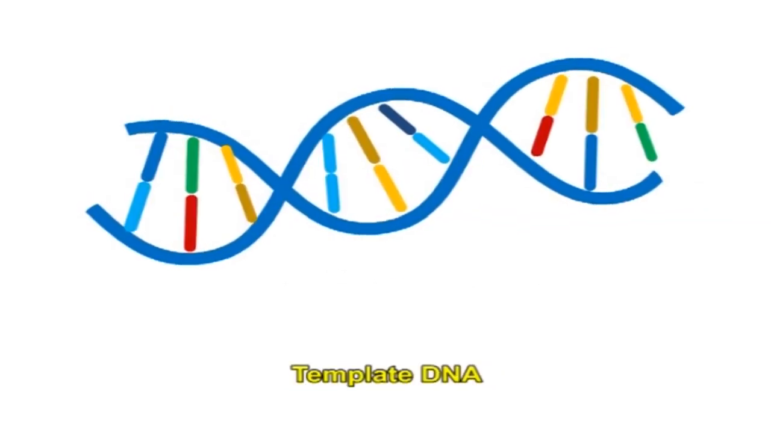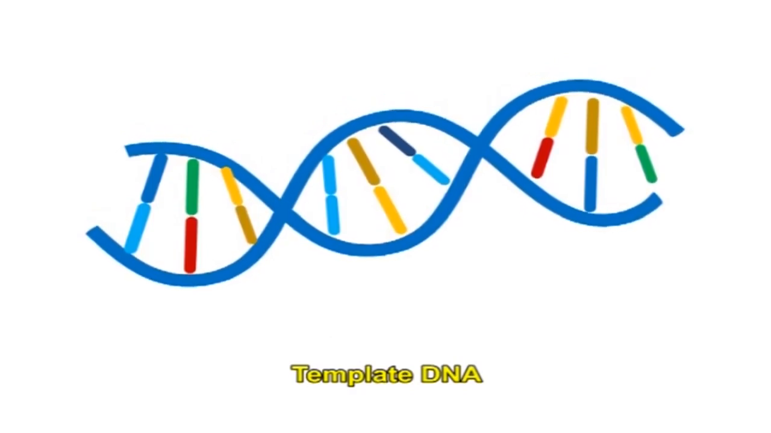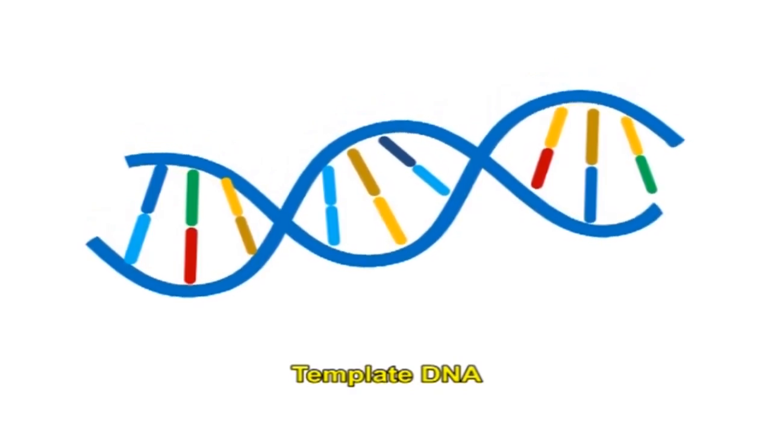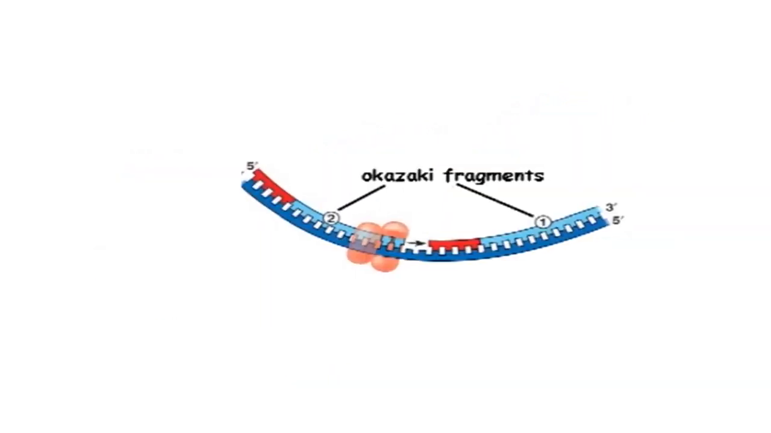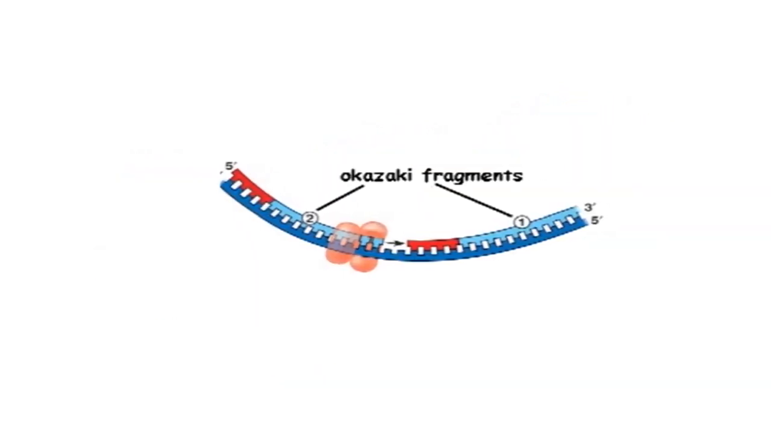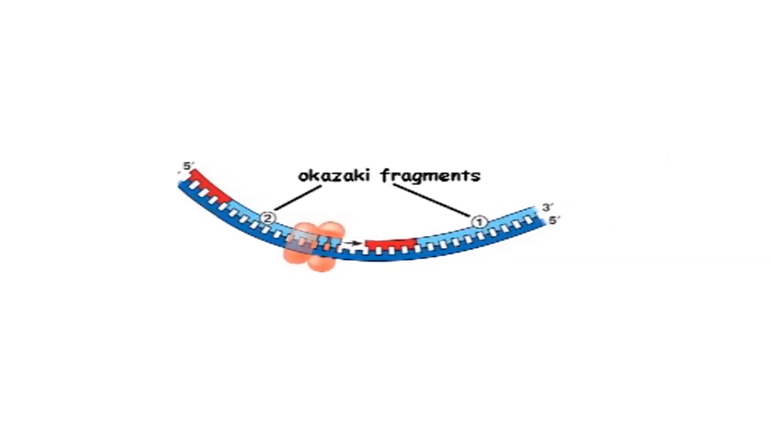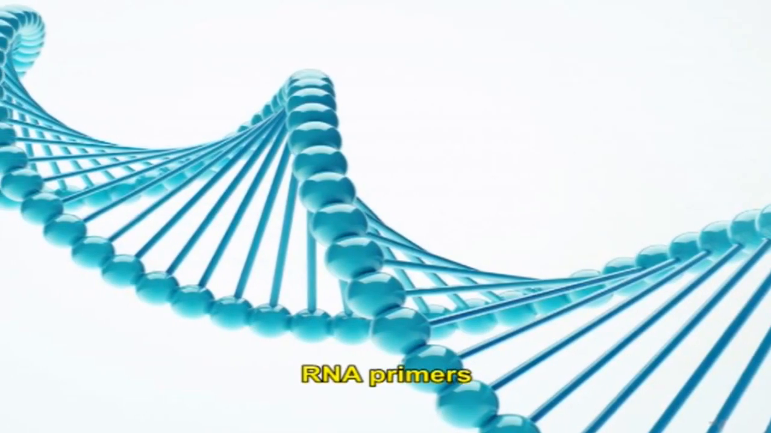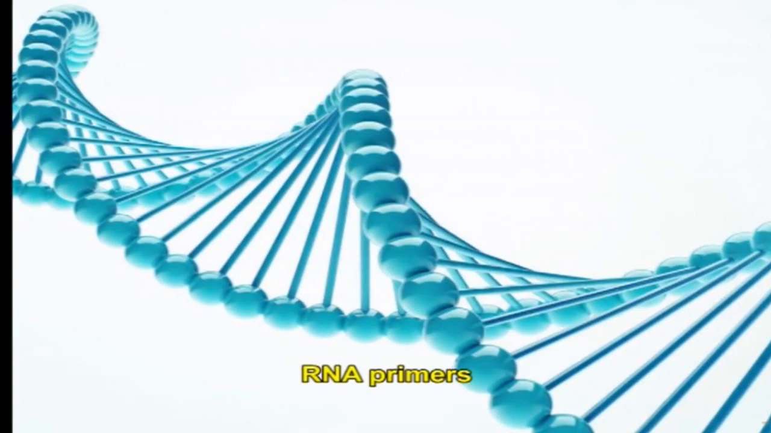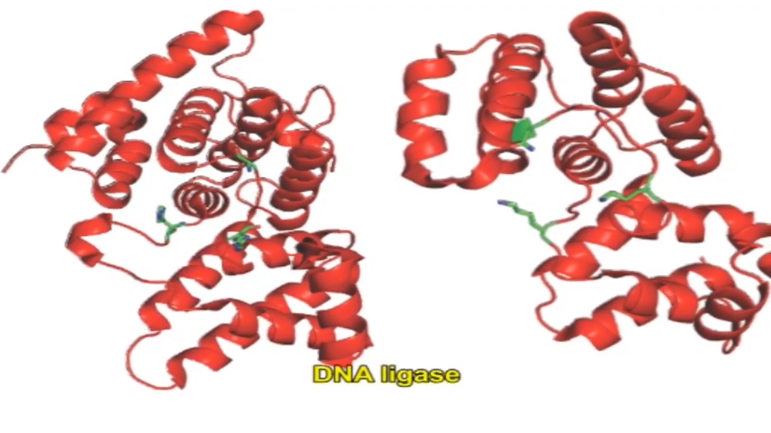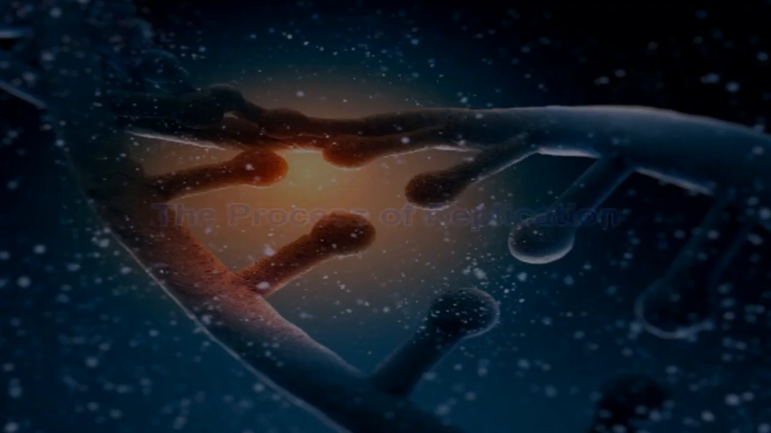The template DNA is read by the primase on the lagging strand. This initiates the synthesis of a short complementary RNA primer. The primed segments are extended by a DNA polymerase, which forms Okazaki fragments. The RNA primers are removed and replaced with DNA. DNA ligase is used to join the fragments of DNA.